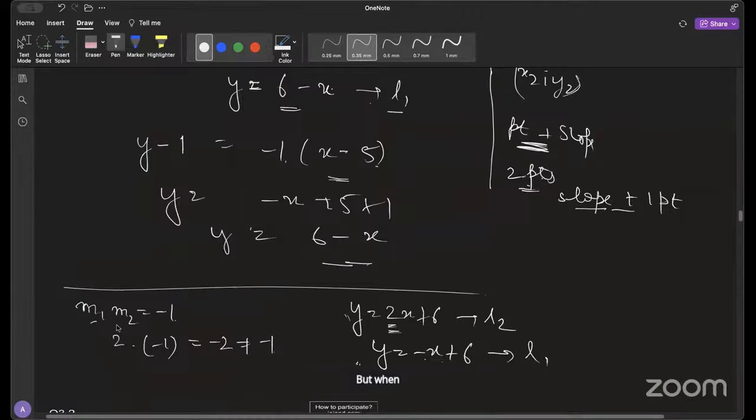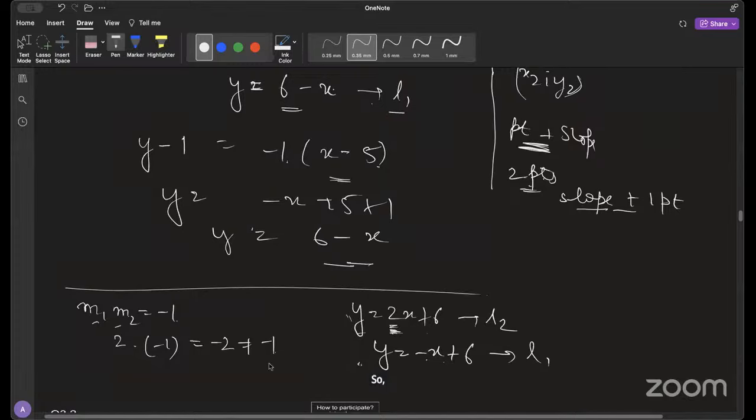But when you're doing this, make sure that it's in the slope intercept form. And then you can directly pick the coefficient of x. That will be the slope, right? So when you multiply the slope of these two equations, you don't get it equal to minus 1. That means these two lines are not perpendicular.